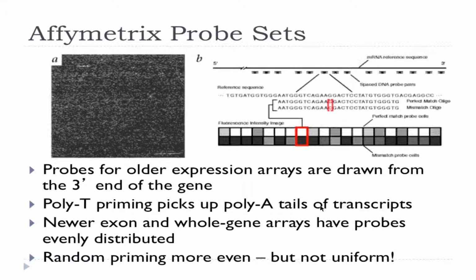So again, coming back, this is sort of a high resolution view. Probes for older expression arrays were at the 3' end of the gene. The newer exon and whole genome arrays, or whole gene arrays, have probes that are more evenly distributed throughout the gene. And they use random priming. So rather than priming from the 3' end of the gene, which was part of the reason for this 3' bias, they can use random priming to try to hit genes along the whole length of the gene.